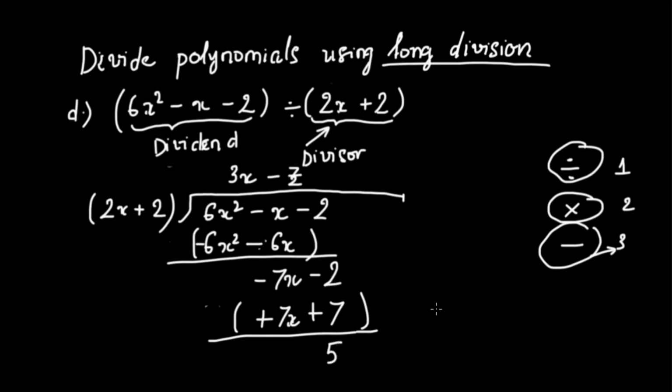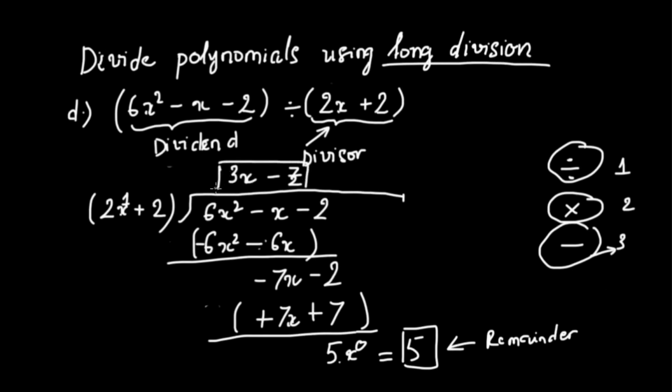In this case, you cannot divide 5 by the divisor. Why? Because this is actually 5 times x raised to the power 0. The power 0 is less than the power 1 right here. So we stop here, and the remainder here is 5. And this is the quotient, 3x minus 7/2.